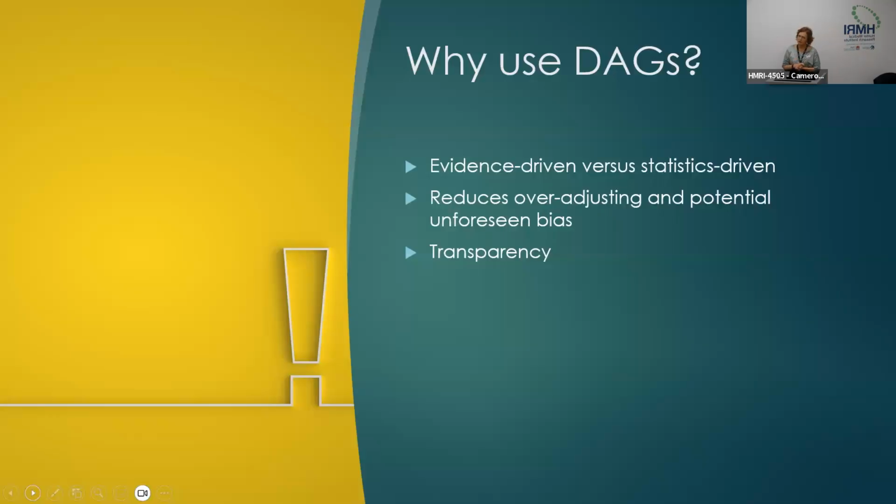So why should we use them? We use them because when we are thinking about our question of interest, we want to have evidence-driven decisions on our confounding structures rather than statistics-driven reasons. So when I am asked to review papers, the most common thing that I do is I ask the person, have you used a DAG?